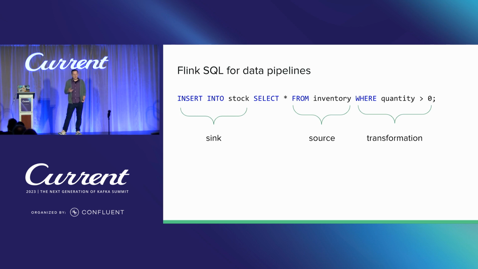All right. So Flink SQL is great for data pipelines. Why? Because we can define a data pipeline with just one line of SQL. If I have something like INSERT INTO stock SELECT * FROM inventory WHERE quantity > 0, that's all I need to do, theoretically, to define an end-to-end data pipeline with a transformation, a source, and a sink. This is what we want to get to. If the whole process of creating a data pipeline were this easy, we've done our job.